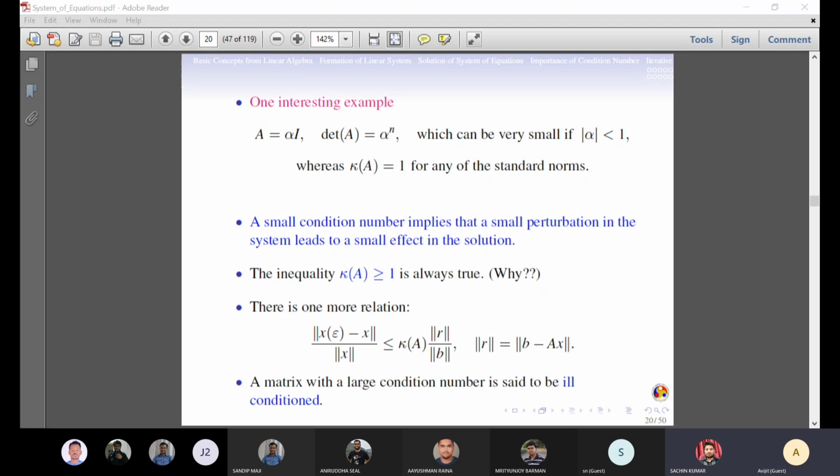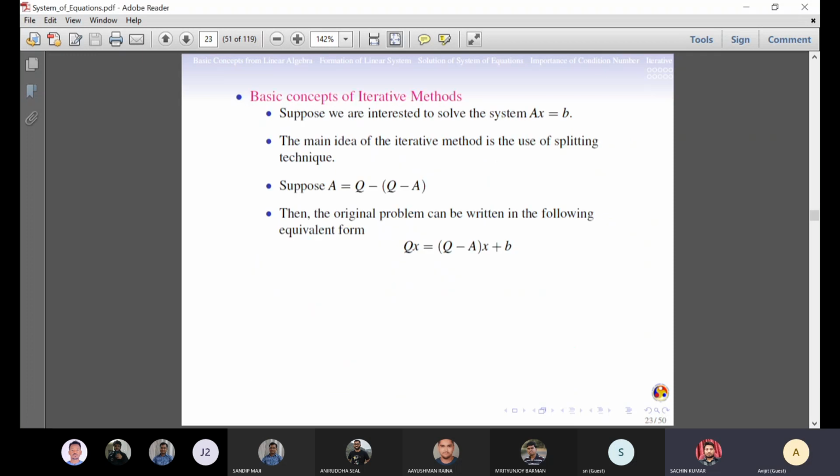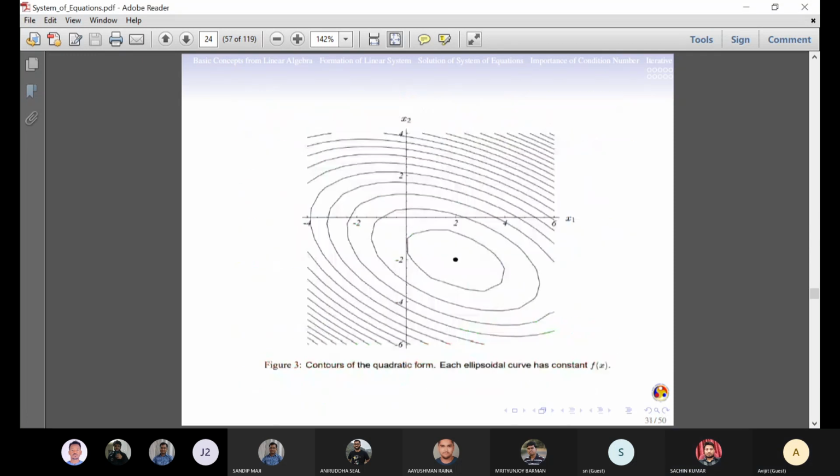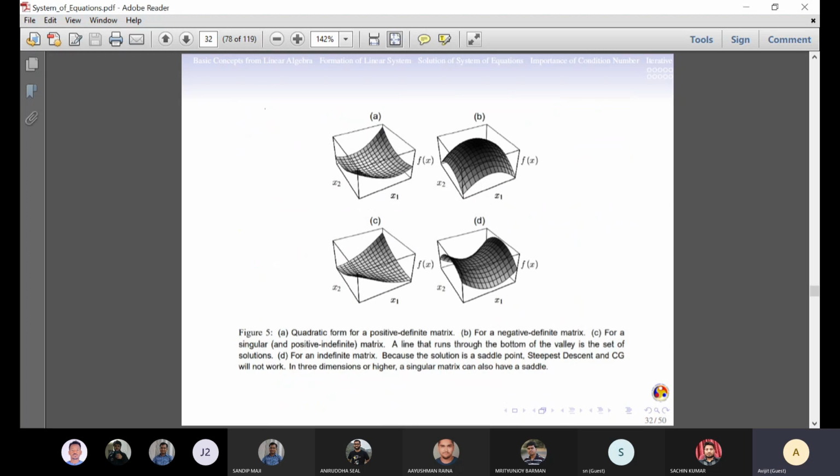Any more questions? Yeah, I have one more question. Can you go to page number 32? In this diagram, you are saying the quadratic form for a positive definite matrix has a minimum, right? Is it always true in each and every case, A, B, C, D? Yes, if you have a positive definite matrix and the matrix is symmetric, then it will have the minimum.